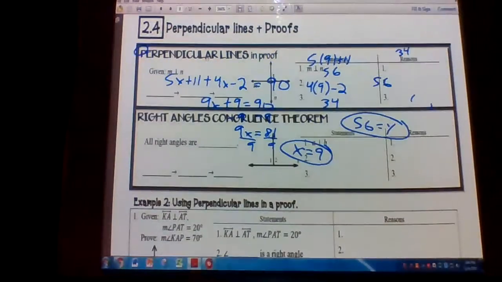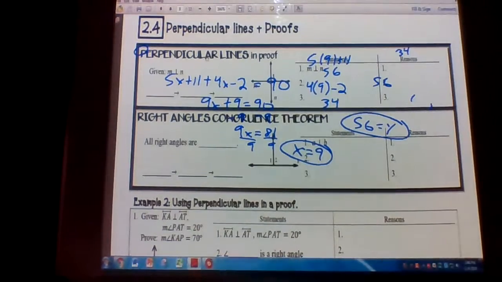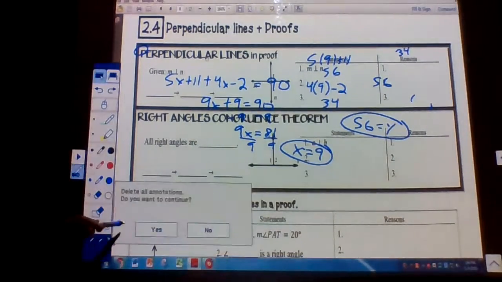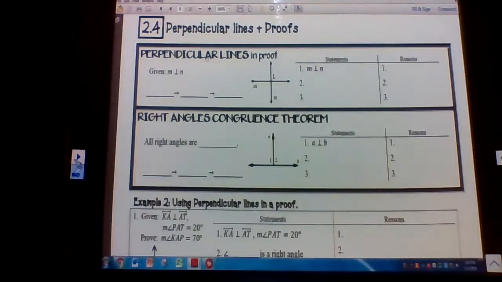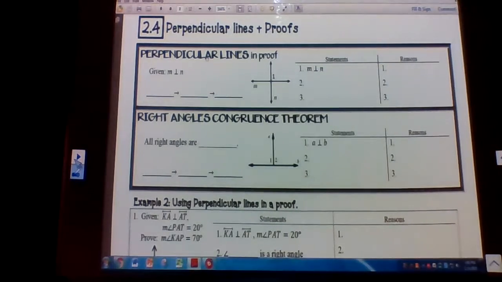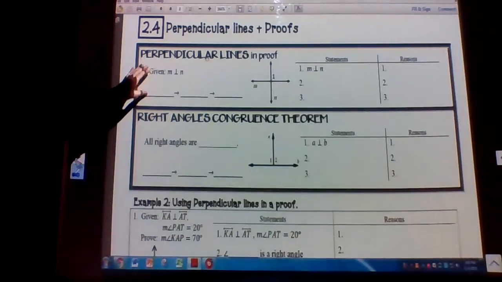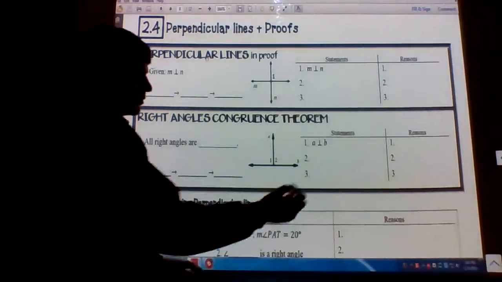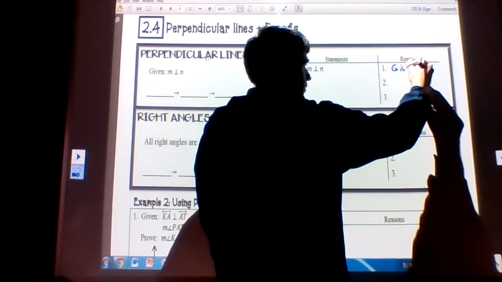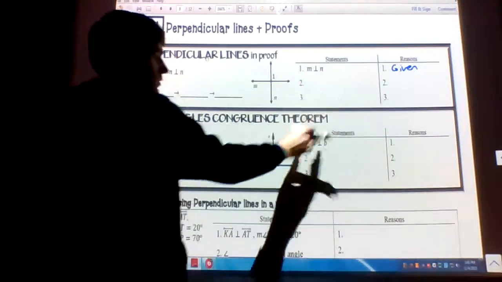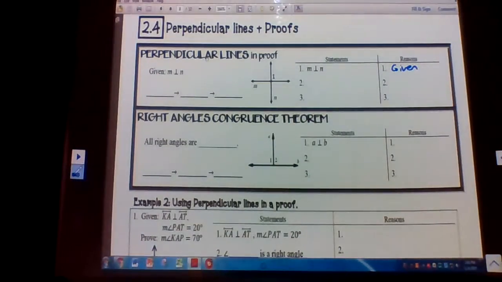Let's look at the proofs now. So here we have perpendicular lines and proofs. These are the two processes we're going to use. The first one we can use, we have our given, right? They're going to give us that. For both these situations, they're going to start when we're given that the lines are perpendicular.